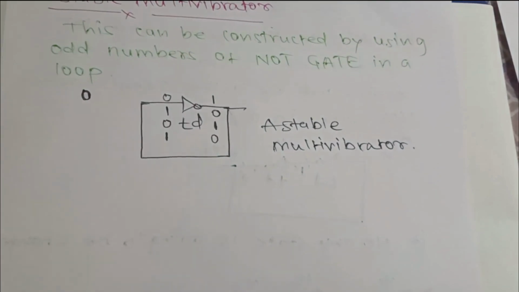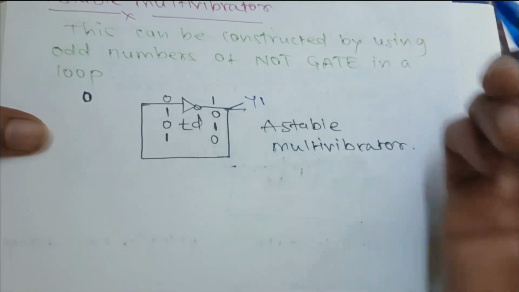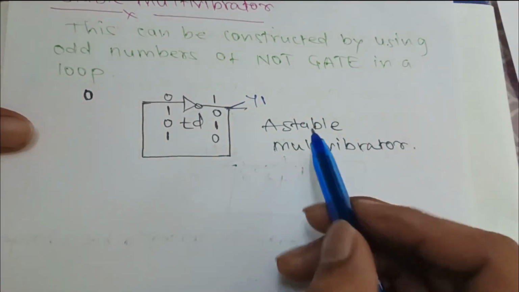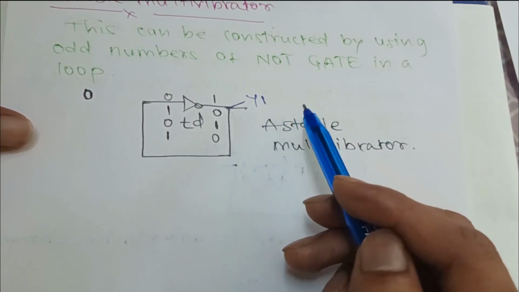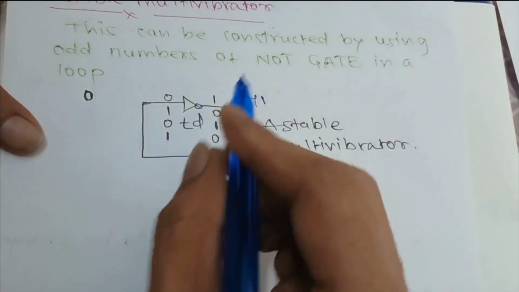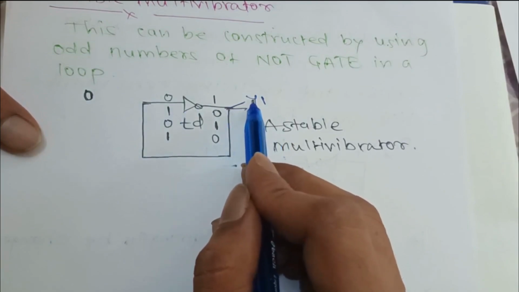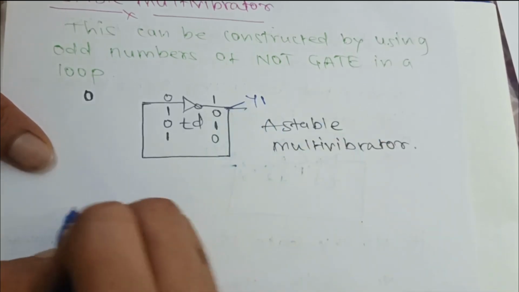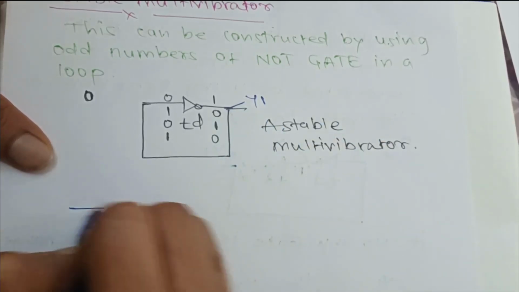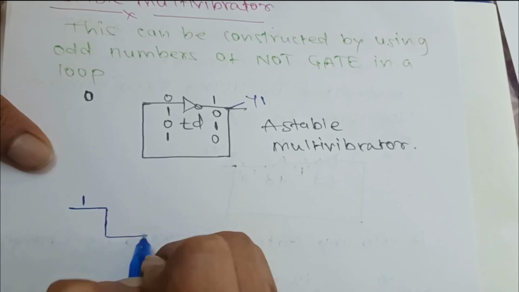Next, we are going to see how the frequency is checked when we find the signal at this point. Suppose this is y1. At y1 we are getting a signal, right? For some time it is on, and for some time it is off. Suppose TD is the time delay of our NOT gate. So what is the time period of y1? It is going to be on for TD, which is 1, and off for TD.